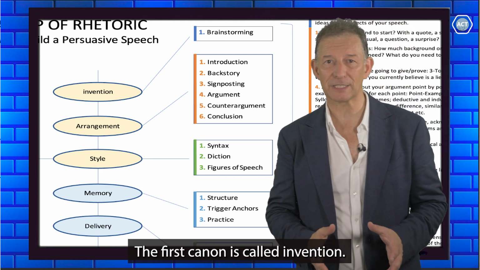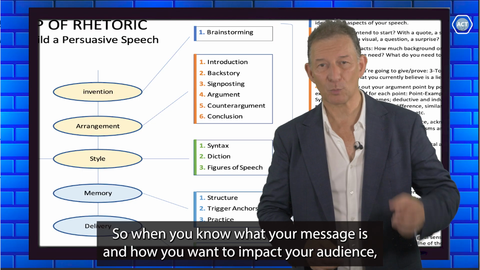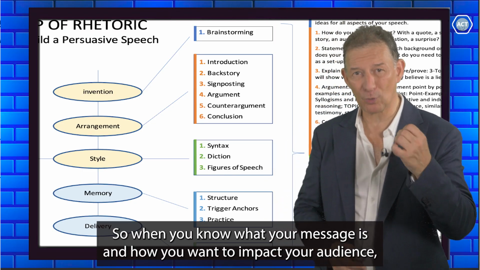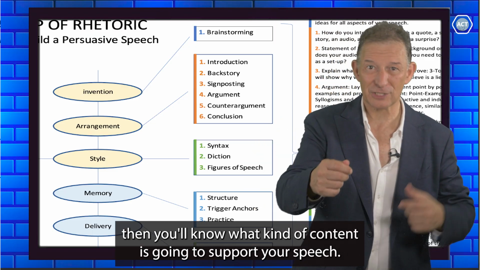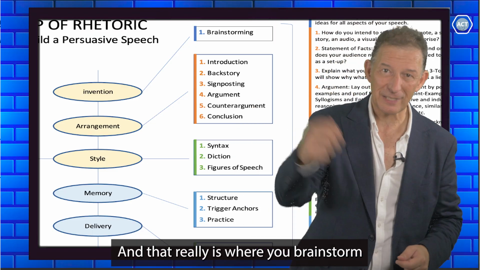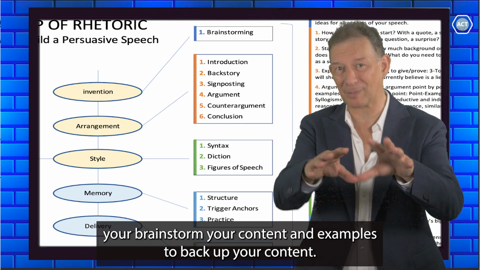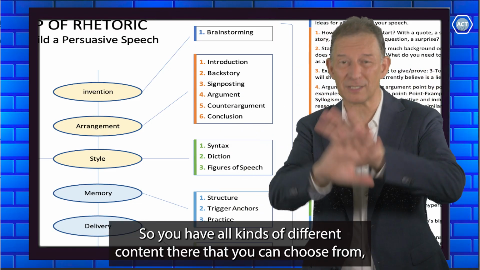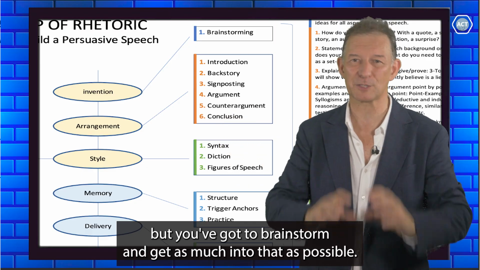The first canon is called invention, and all that is brainstorming. So when you know what your message is and how you want to impact your audience, then you'll know what kind of content is going to support your speech. And that really is where you brainstorm your content and examples to back up your content. So you have all kinds of different content there that you can choose from, but you've got to brainstorm and get as much into that as possible.